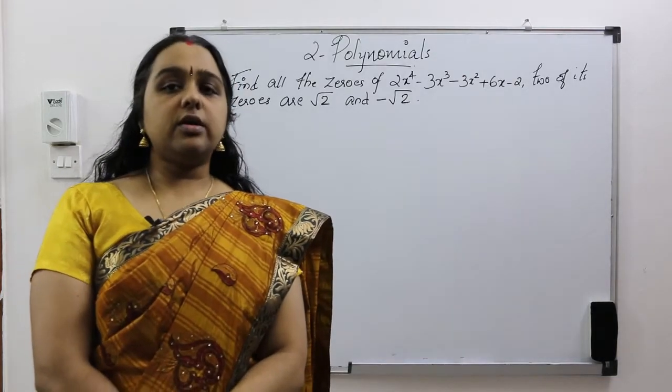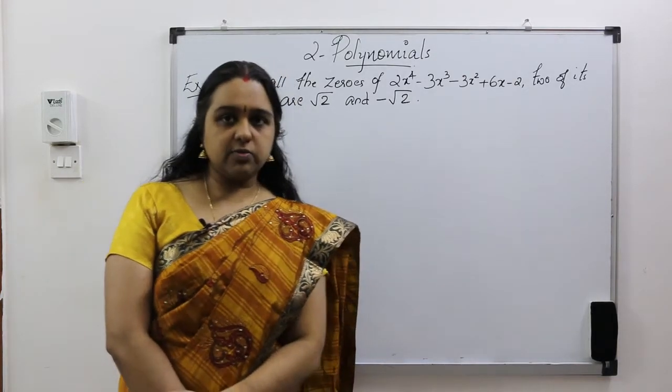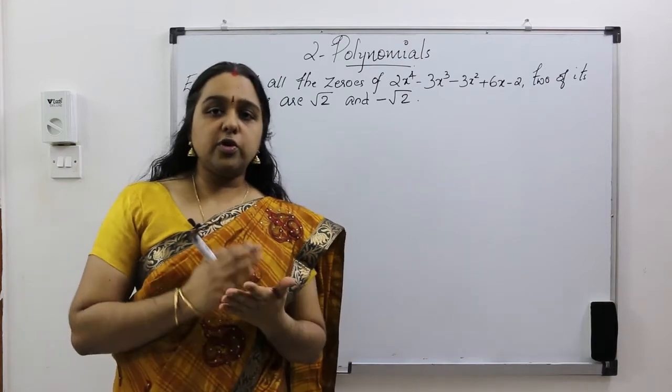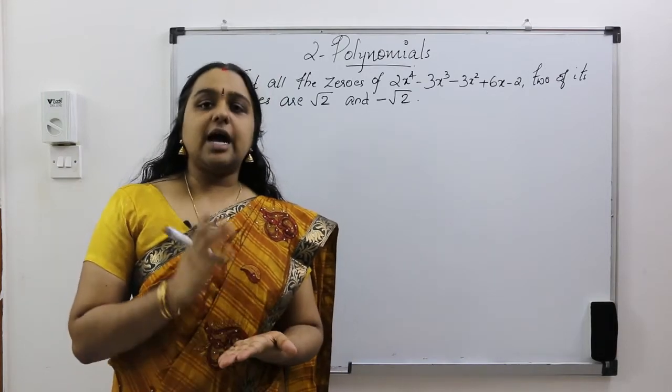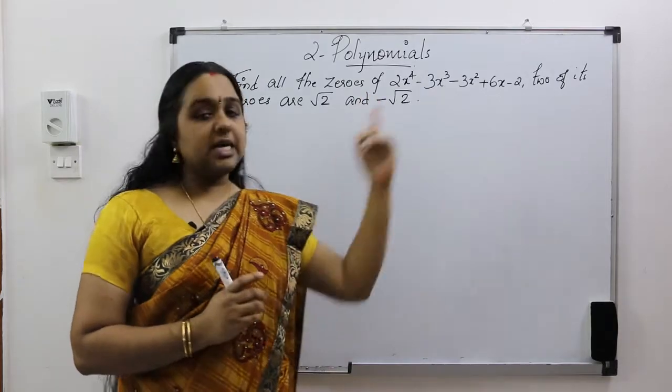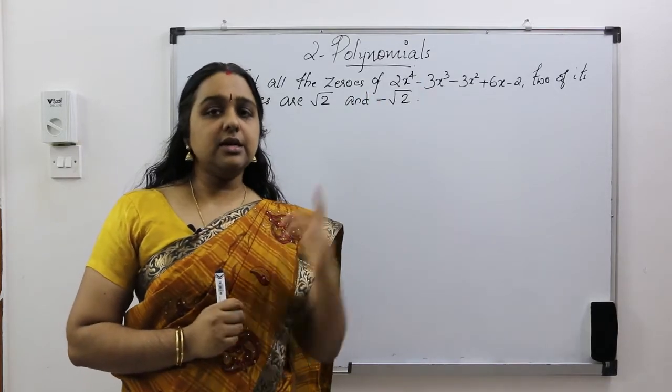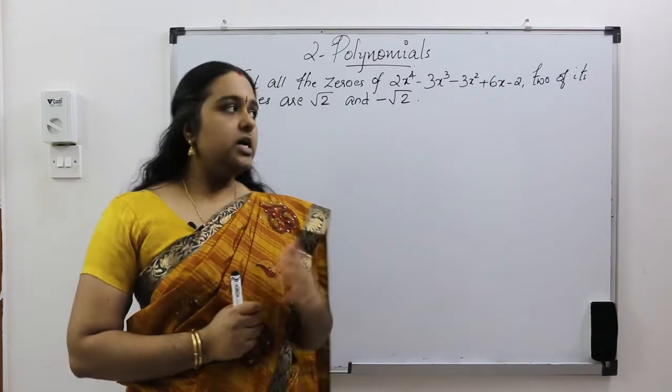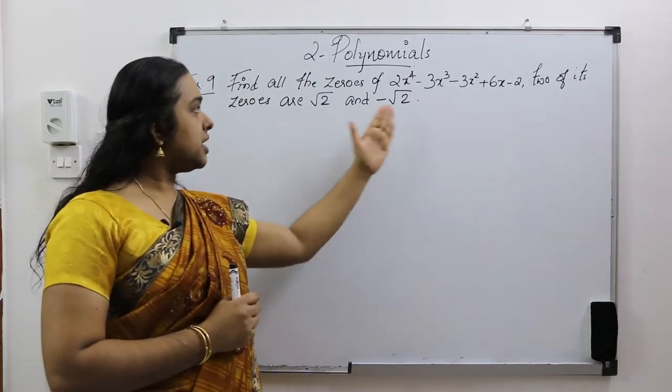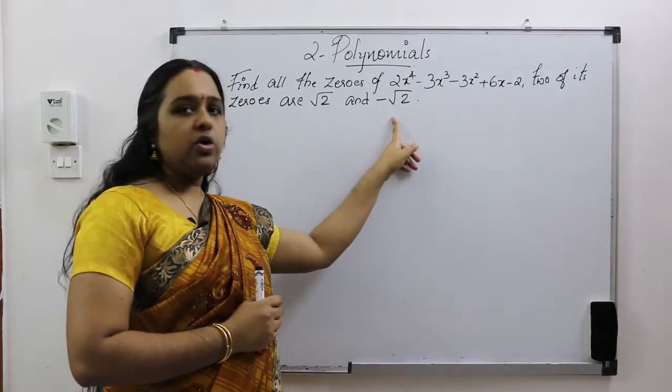Okay, we know what a zero of a polynomial is. What is a zero of a polynomial? Zero of a polynomial is the value of x at which our polynomial is equal to 0. That is the zero of that polynomial. So here two zeros of the polynomial are given, root 2 and minus root 2.